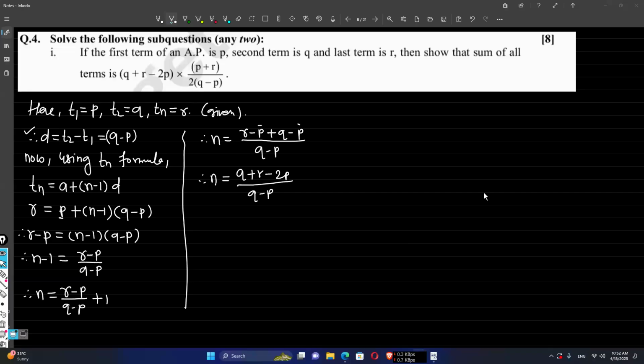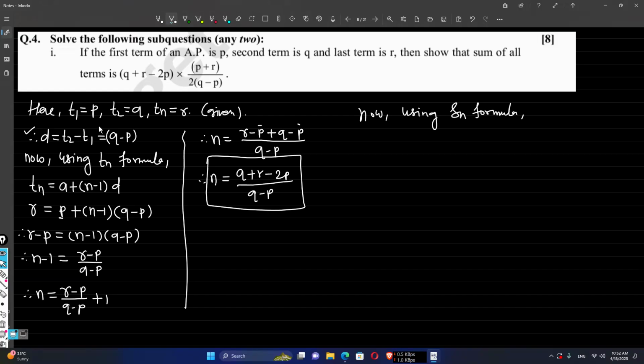So now we have the common difference and the number of terms in the AP. Now we have to prove the sum of all terms in the AP, that is Sn. So here the concept of Sn arises. Therefore, we are going to use the Sn formula to prove this.